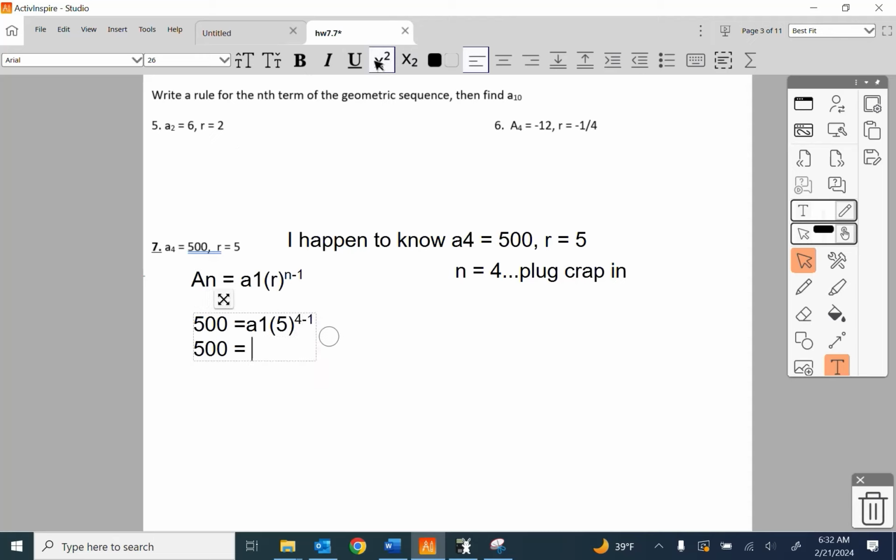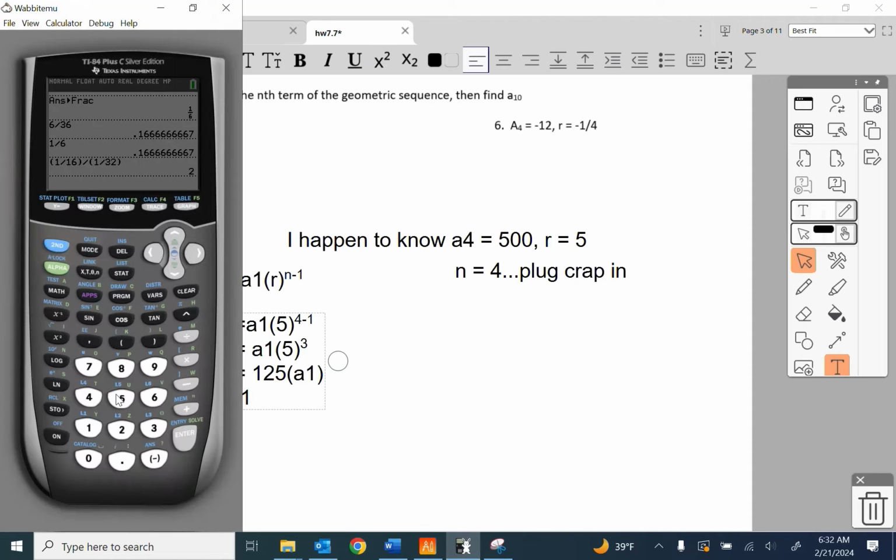So 500 is equal to a sub 1 times 5 cubed. And we all know that 5 cubed is 125. If I divide out the 125, I get 4. You probably don't believe me. You're like, man, what kind of magic is he doing? What kind of voodoo is this? The man can multiply and divide. What is that? It's 4.